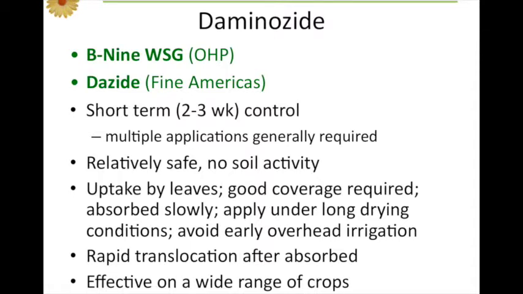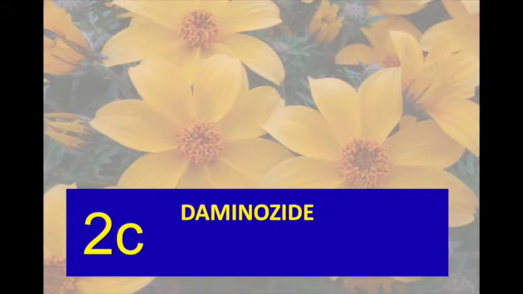But the next chemical I want to talk about is daminozide. So we're looking at B-Nine from OHP, which is the original one that was introduced, and we also then have Dazide from Fine. It's also a short-term chemical, 2 to 3 weeks, relatively safe, but no soil activity, and it has probably one of the better leaf uptakes and redistributions within the plant of this group of PGRs. It does move out of the leaf to other growing points, so it is rapidly taken up by the plant and translocated. And it has a very wide crop range.